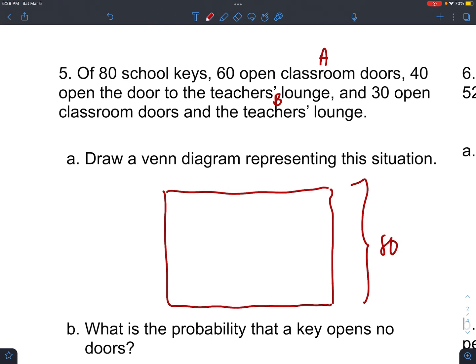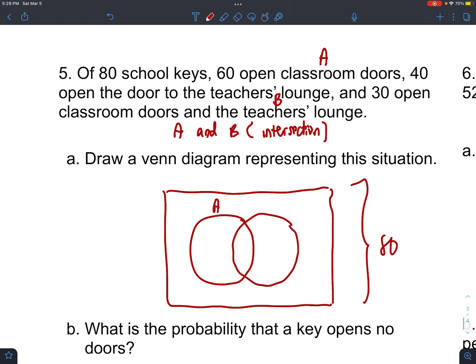Oh, and look, they're giving us the third. They say 30 open classroom doors and the teacher's lounge. So that's A and B, or the intersection. So there are some keys that do both. You would think all of them would do both, but that's not the case here with the keys. So maybe some of these keys don't go to teachers who can do both. But we got A and B. I always start with the intersection when I'm filling this out. So 30 are inside of here. Okay.